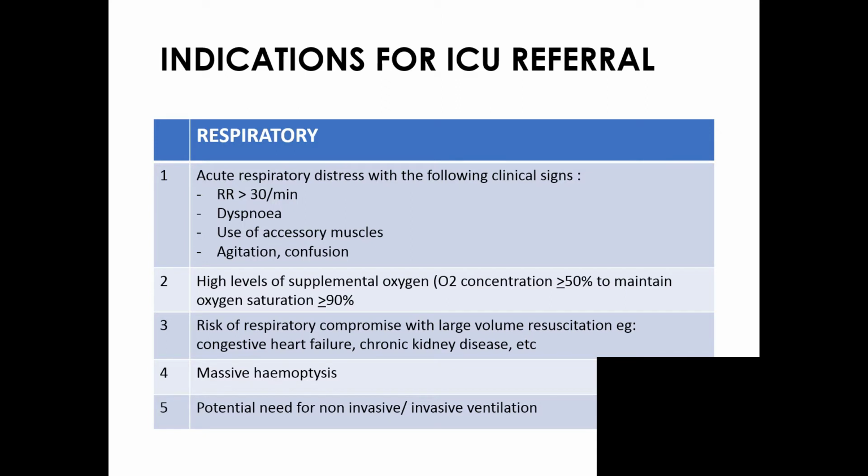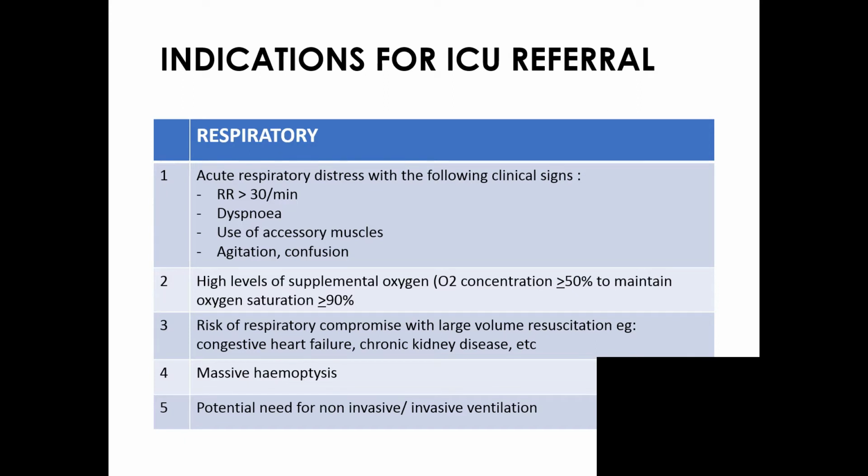Moving on to indications of ICU referral. This is based on the dengue CPG guidelines of 2015. It is divided systematically into different organ systems, and based on the respiratory system, these are the indications. Acute respiratory distress with the following clinical signs: a rate of 30 breaths per minute, dyspnea, use of accessory muscles, agitation or confusion, high levels of supplemental oxygen, requiring an oxygen concentration of more than 50% to maintain a saturation of more than 90%. Risk of respiratory compromise with large volume resuscitation.